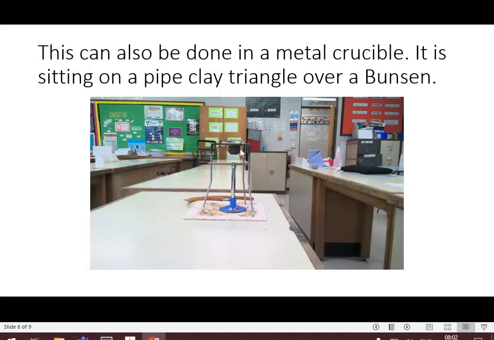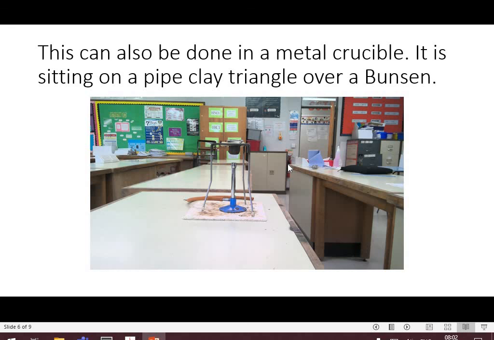If I show you on the next slide, that's a crucible. It's just like a metal container and it's got a lid on it. And this isn't wire gauze, this is a pipe clay triangle that holds the crucible lower, nearer the Bunsen flame. So that's the way it could be done as well.